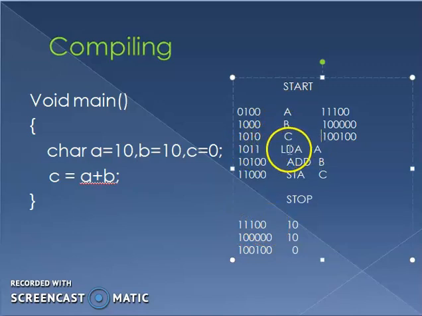This is the LDA, which says load the variable A into the AC register, then add B to the AC register, then store the result in the C variable. So this is how this program gets converted into the machine code or the assembly code. And look at the addresses over here.